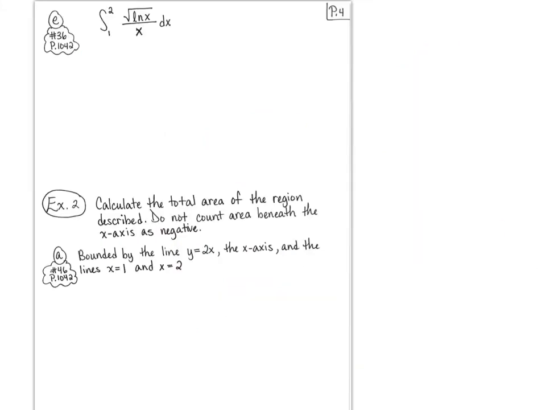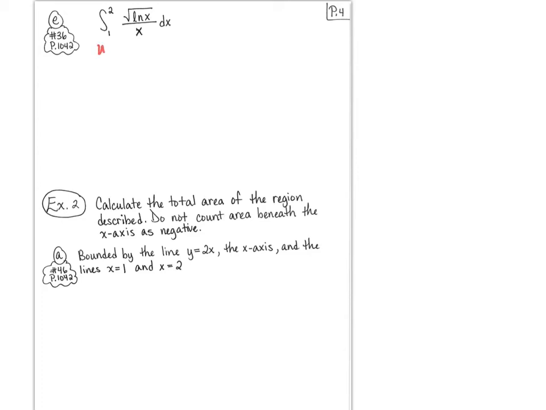Part E says we want to evaluate the definite integral from 1 to 2 of the square root of the natural log of x divided by x dx. Well, this integrand looks somewhat complicated, and the numerator, the square root of the natural log of x, is a composition of functions. And we are dividing by x, so that implies that there may be a derivative somewhere in there. So in order to undo that or find the antiderivative, we need to do a u substitution.